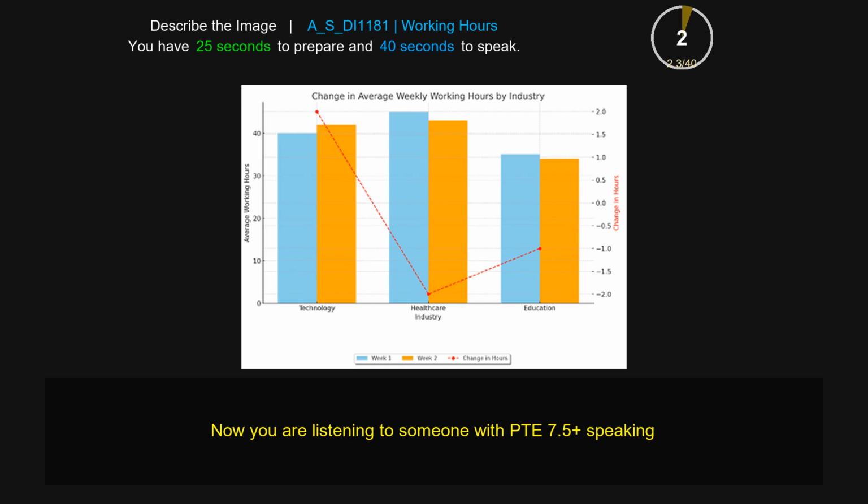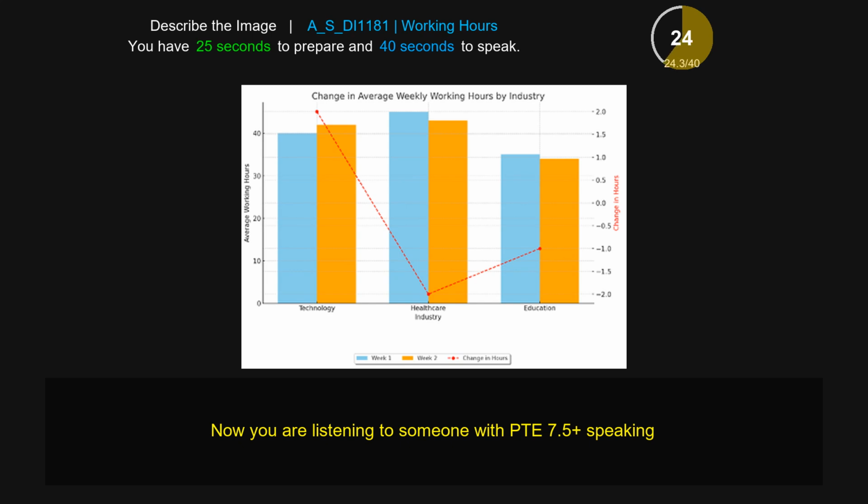The combination image tells us about the change in average weekly working hours by industry. The x-axis of this graph tells us about the healthcare, technology and industries and education. The right side of this graph tells us about the change in hours from -2 to +2 hours, whereas the right side of this graph tells us about the average working hours from 10 to 40 hours.